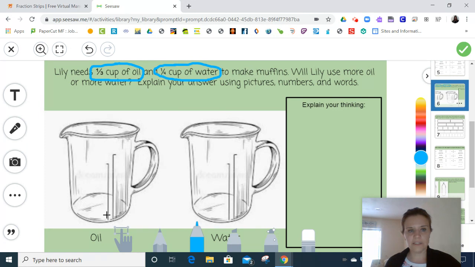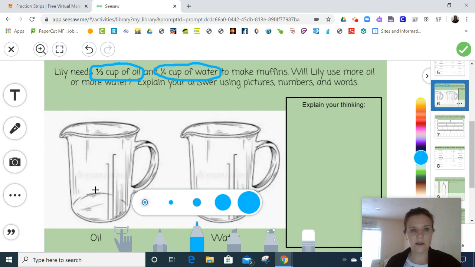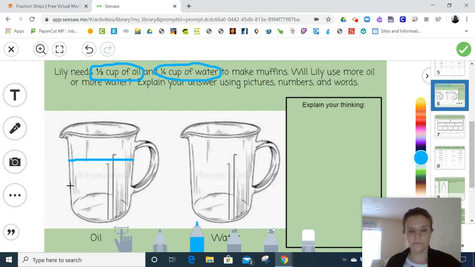Now, I can't draw my lines this way because we know when you fill up a cup, it goes this way. So I am going to use my marker. I'm going to try my very best to be as equal and fair as possible. Now, I know this isn't perfect, but here's 1/3, 2/3, 3/3.